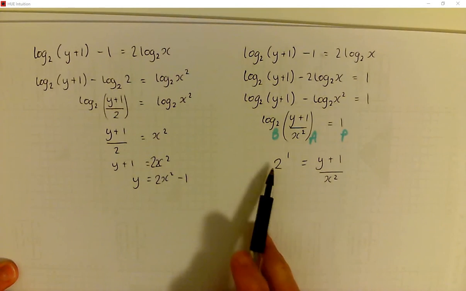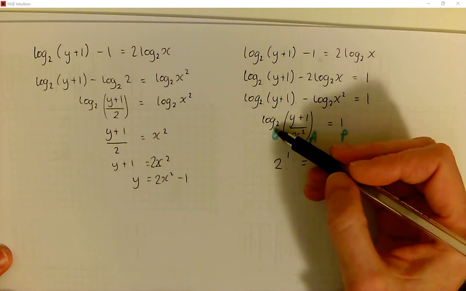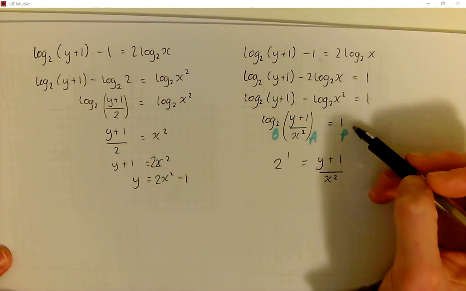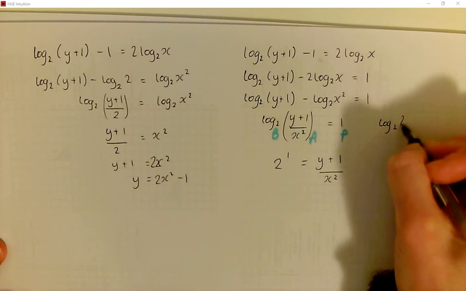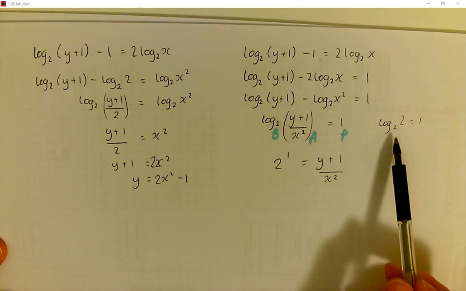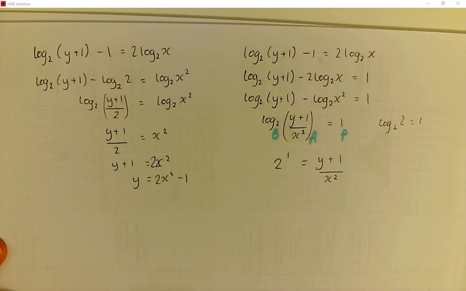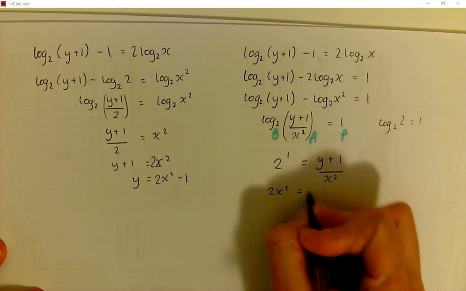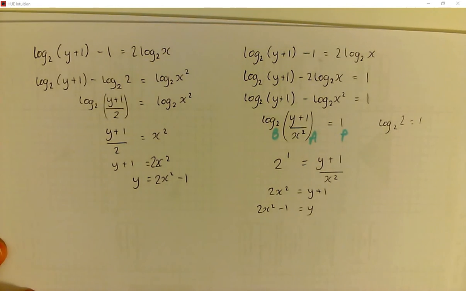So that's 2 to the power 1, or you might simply remember that log of the same base as the base is equal to 1. So you know that log base 2 of 2 equals 1. So you would know that the bit in the bracket has to equal 2. So it's either memory or converting a log into a power equation. Okay, so let's multiply through by x squared. And it's just the same as before, isn't it? Just on the other side.